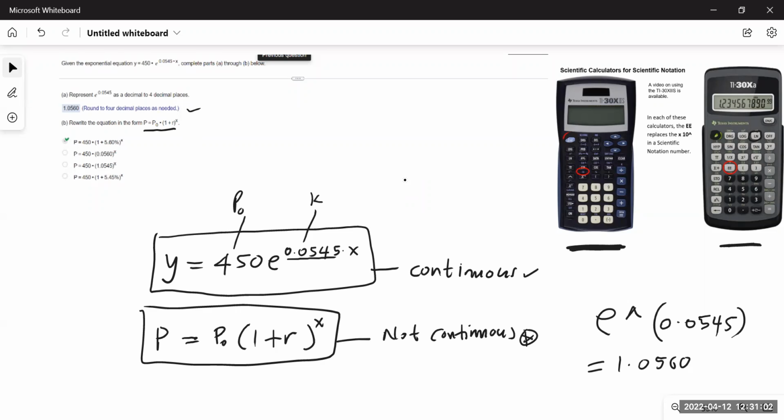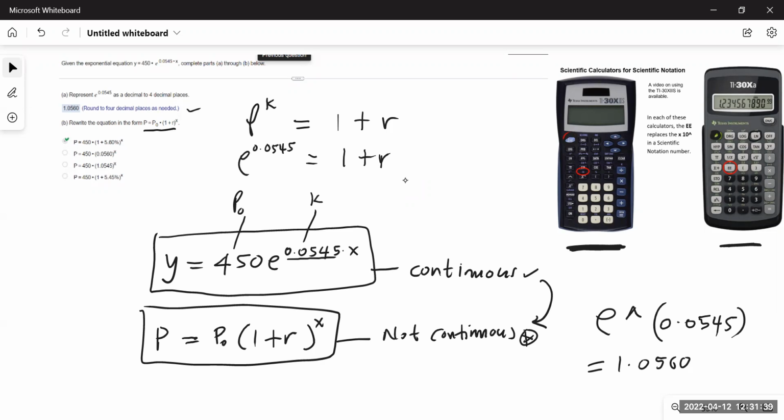Is that okay? Nice. So we are going to now do the transformation. And how do you do that transformation? Now, to do that transformation, you have to use E exponent K. The Euler exponent K is equal to 1 plus your R. Is that okay? So you are changing from the continuous form into the not continuous form. So you're going to do the Euler exponent 0.0545 is equal to 1 plus your R, sorry.